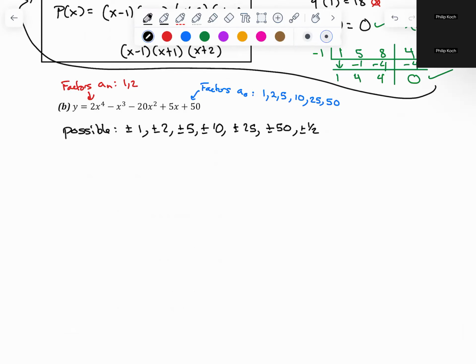Just make sure you remember to check the pluses and the minuses of all of them. And then so plus or minus, it would be 2 over 2. But that's 1, so I don't need to write that 1. Then I get 5/2. Then 10/2 would be 5, but we've already listed 5, so I'll skip that one. And then plus or minus 25 over 2. And then 50 over 2, plus or minus 50 over 2, that would be 25. And we already have 25, so I don't need to write it. So I've got those ones.